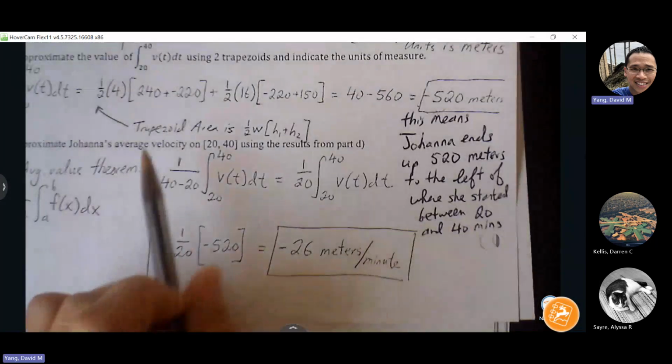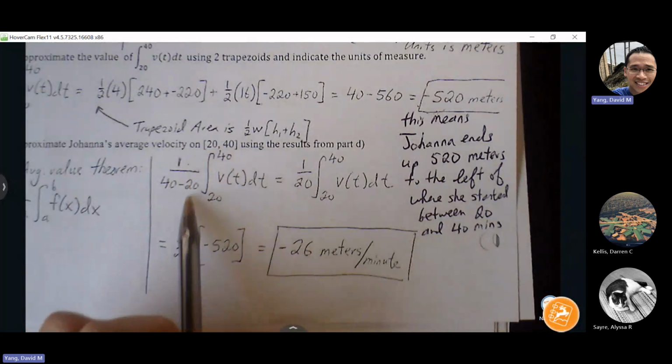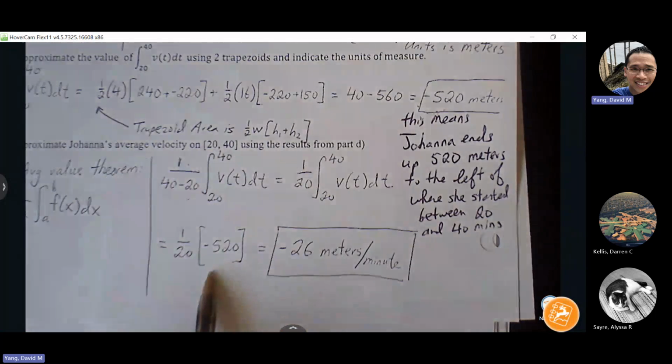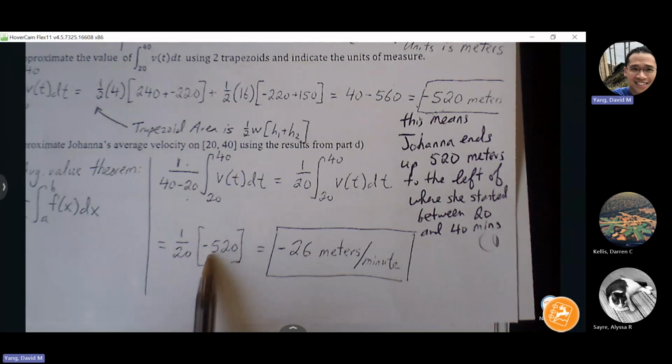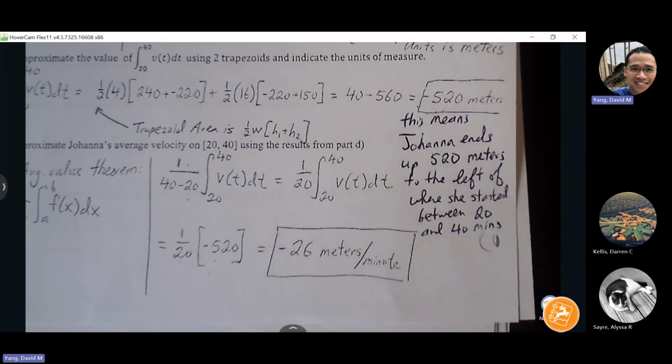Okay, approximate Joanna's average velocity using part D. So we use the average value theorem. We know that she covers 520 meters going left. If we divide that over 20, then we can space it out and say, okay, that means she's roughly gaining 26 meters to the left per minute. She's traveling negative 26 meters per minute in that time period. Average velocity is negative.